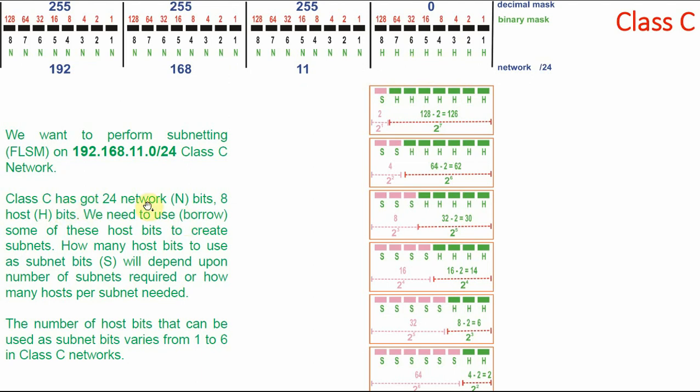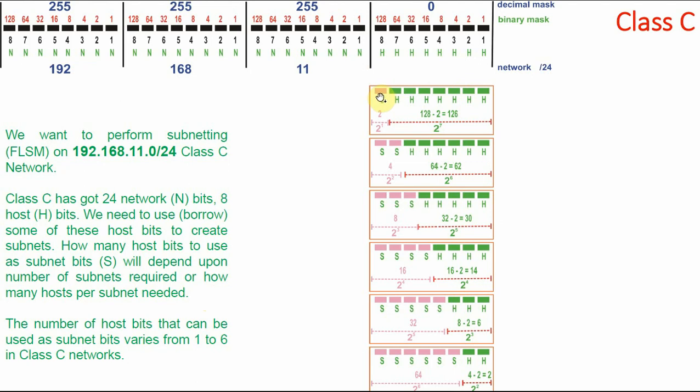That means now we have 8 host bits, and we need to use some of these host bits to create subnets. Sometimes we call this borrowing host bits to create subnets, but we will be using the term using. That means we will use some of the host bits to create subnets. How many host bits to use will depend upon the number of subnets required, or how many hosts per subnet are needed.